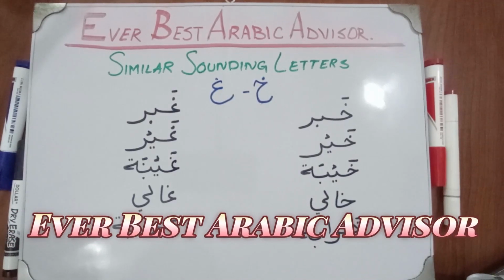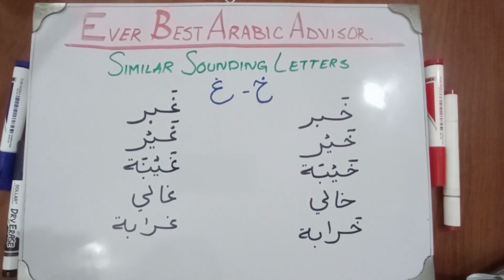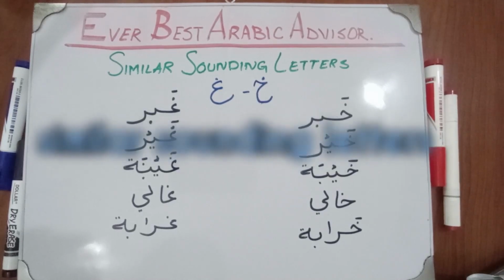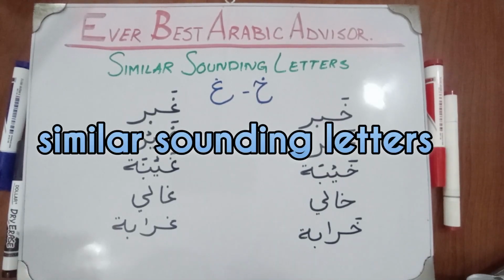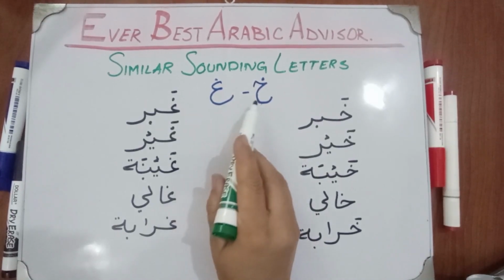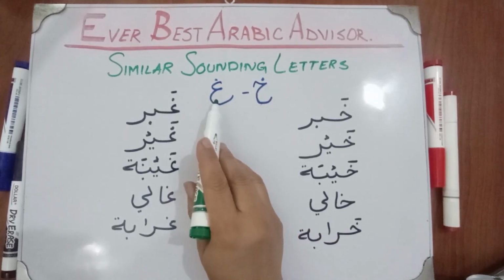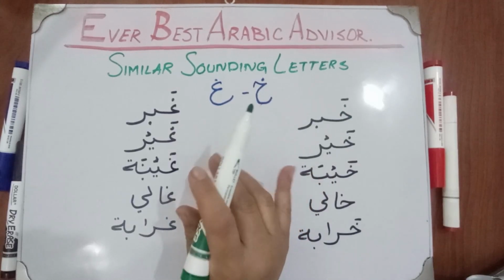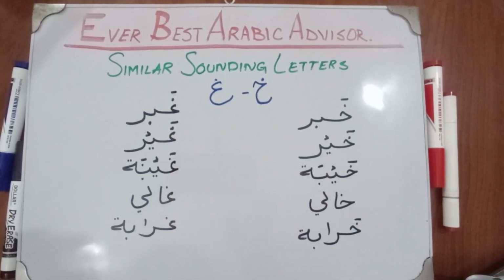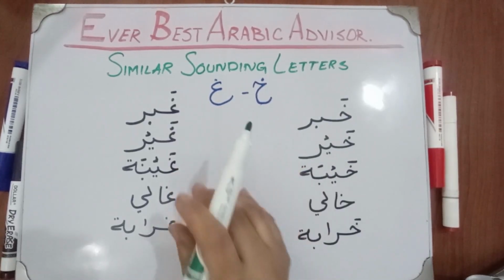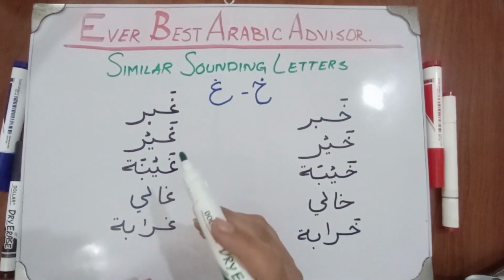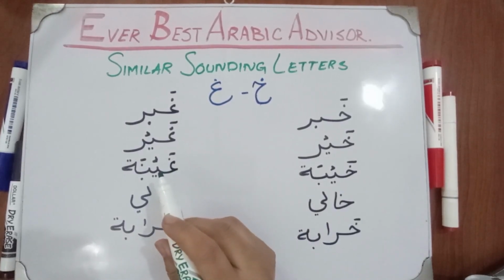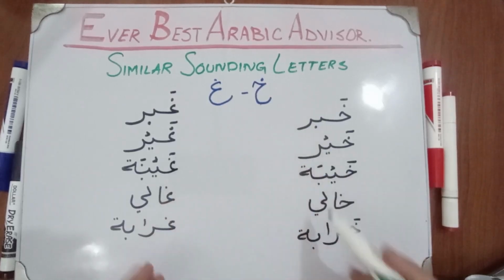We have started the series of learning the difference between similar sounding Arabic letters. Today we are learning the difference between the letters Kha and Ghain. Kha and Ghain are both heavy letters. Both are pronounced from the same point, but because of their heaviness and the same articulation point, they are mixed up by learners. So here we have some examples.